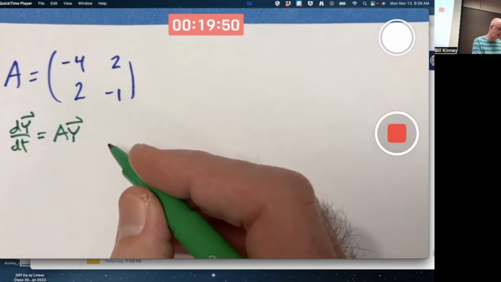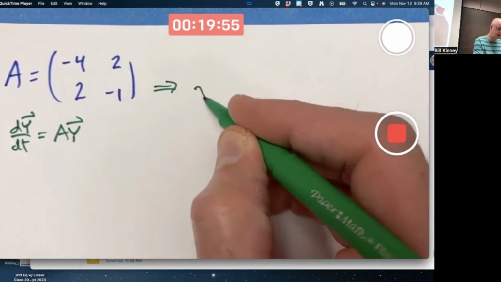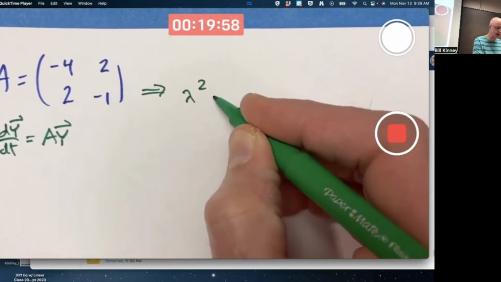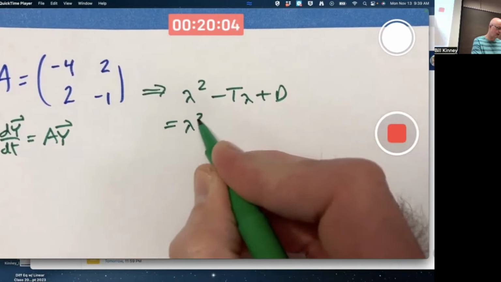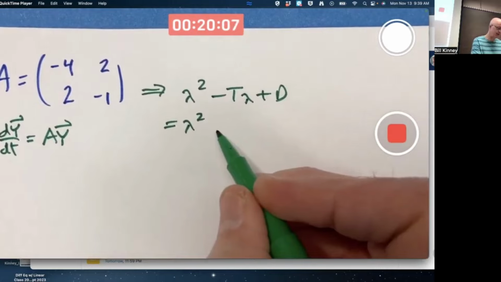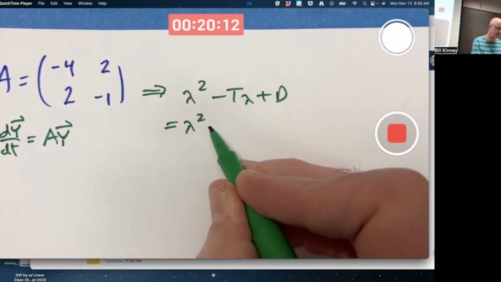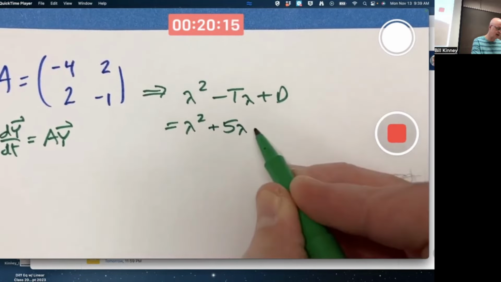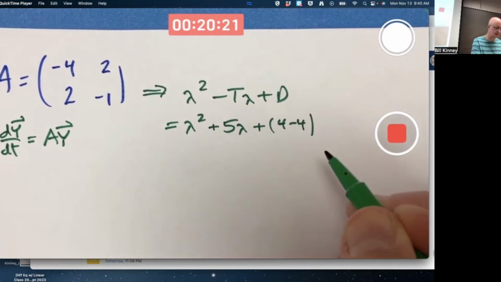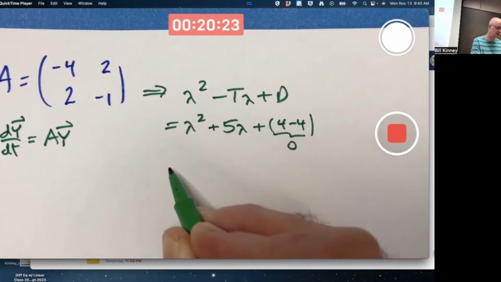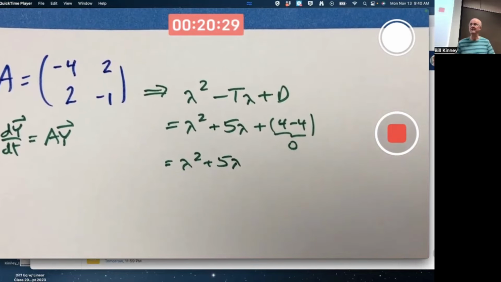In both methods, in fact, we need to think about the characteristic polynomial, which now we're used to writing as lambda squared minus the trace times lambda plus the determinant. The trace is -5, right? The sum of the numbers on the main diagonal, -4 plus -1, is -5, but we're subtracting the trace times lambda, so that becomes +5 lambda. And the determinant is 4 minus 4, 0. That's strange. Yes, that happened. We got a 0 determinant here.